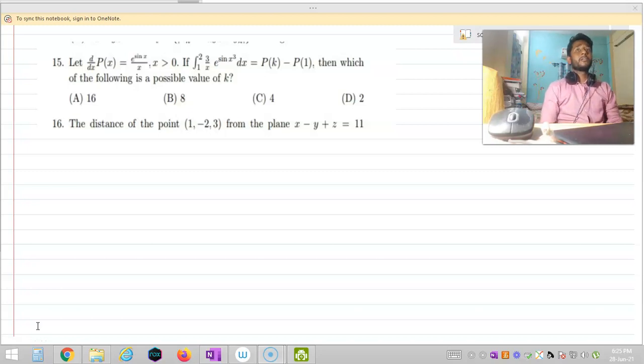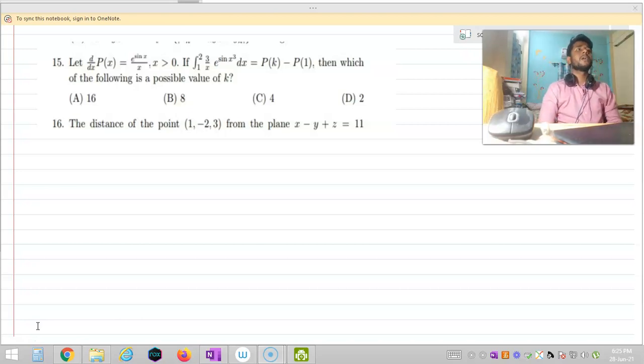Now let us solve question number 15, which says: let d/dx of P(x) equal e to the power sin x by x, where x is greater than 0. If the integral from 1 to 2 of 3 by x, e to the power sin x cube, dx is equal to P(k) minus P(1), then which of the following is a possible value of k? Okay, so we have to find the possible value of k.